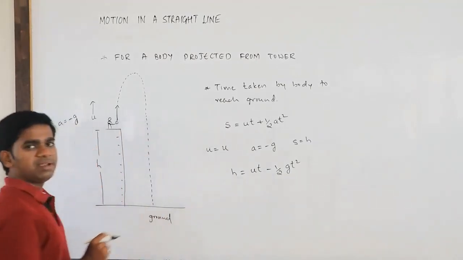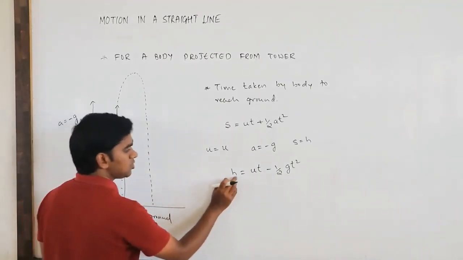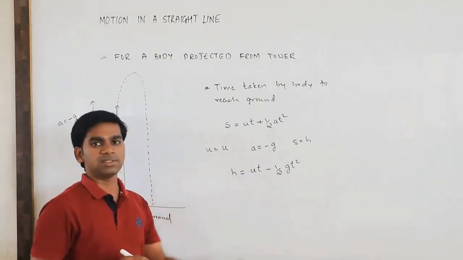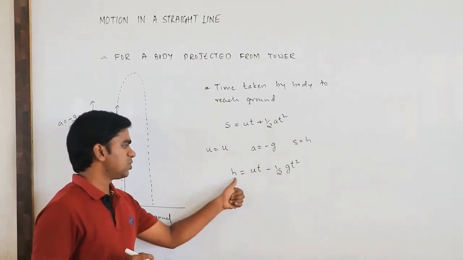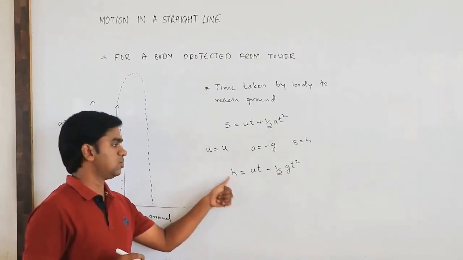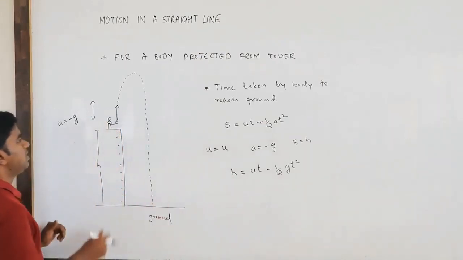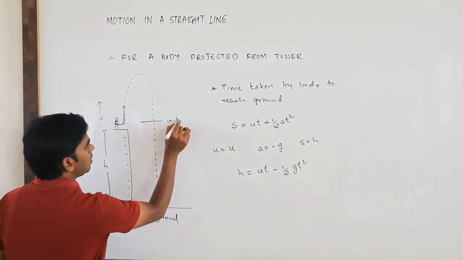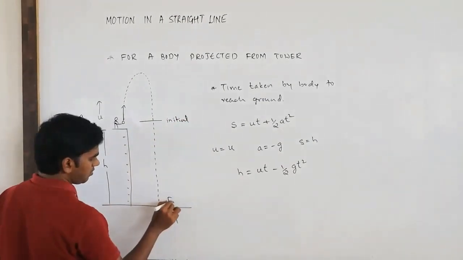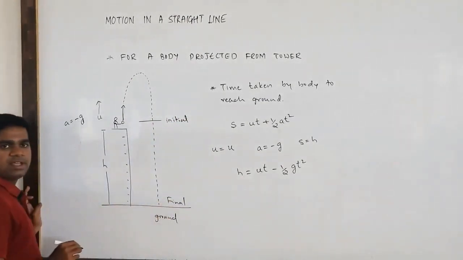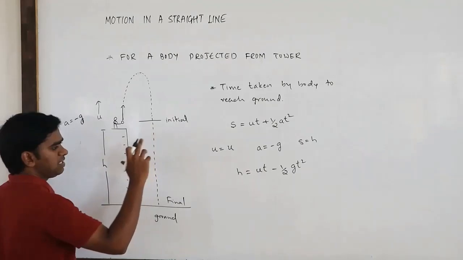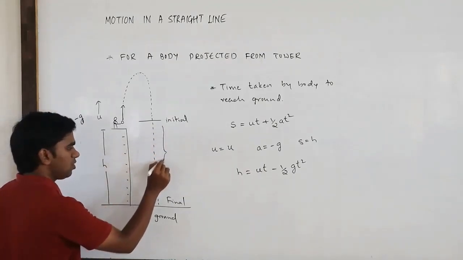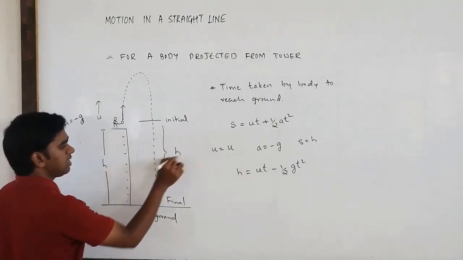Now one more very important thing here. h is not a distance, it is a displacement, because you are taking u as a velocity. If you are taking velocity, h is going to be a displacement. Then what is the displacement? This is your initial position. This is your final position. Displacement is the distance between the initial and final position. This is your displacement, which is nothing but h.